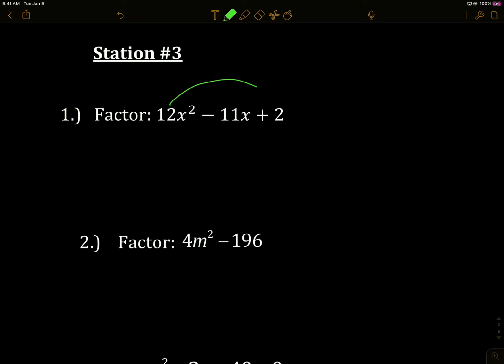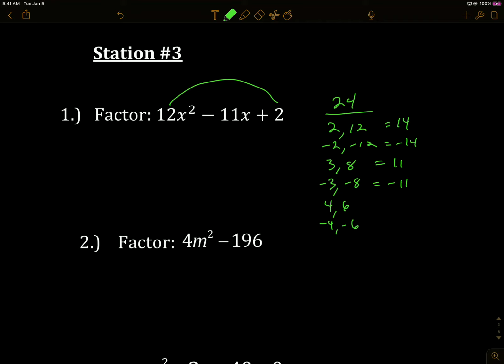So I've got to multiply the a times the c and look for numbers that multiply to 24 but add to negative 11. So I've got 2 and 12, negative 2 and negative 12, 3 and 8, negative 3 and negative 8, 4 and 6, negative 4 and negative 6. Let's see what these add up to. I built my list up pretty good. That adds to 14. That adds to negative 14. That adds to 11. That adds to negative 11. Yep, that's the winner. We needed negative 11.